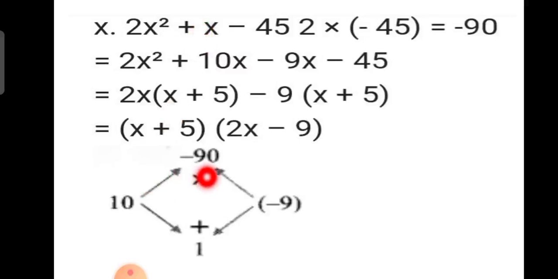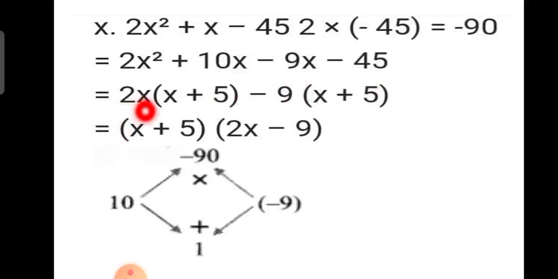So factors of 90 are 10 9s are 90. Now here the 45 has a minus sign and the middle term has a plus sign. So one of the terms should be positive. So the greater number will be positive, the smaller number will be negative. And finally you will have 2x square plus 10x minus 9x minus 45.